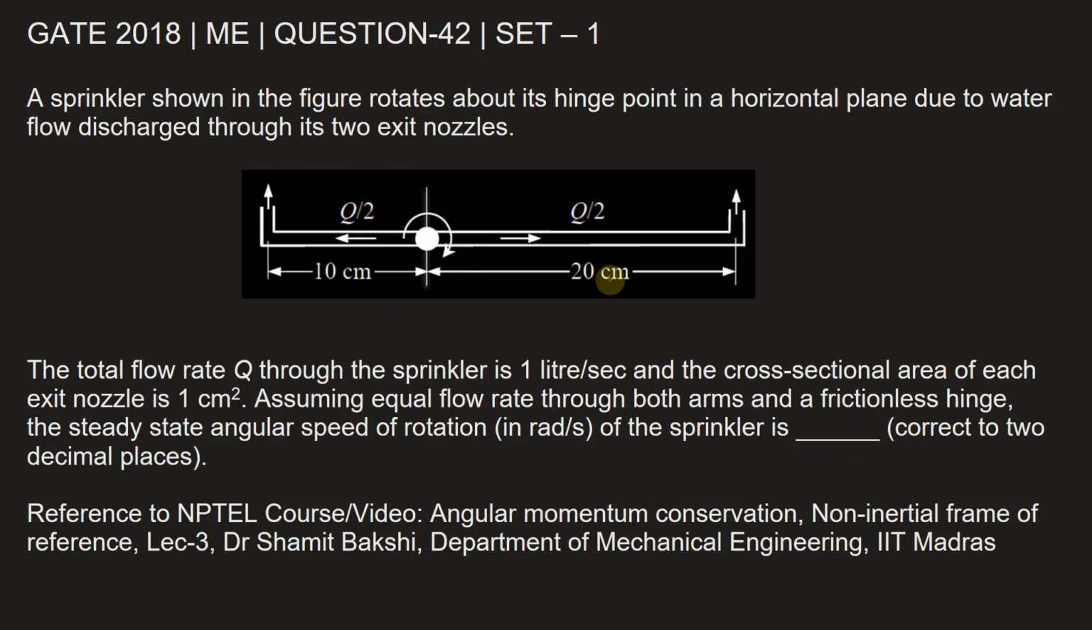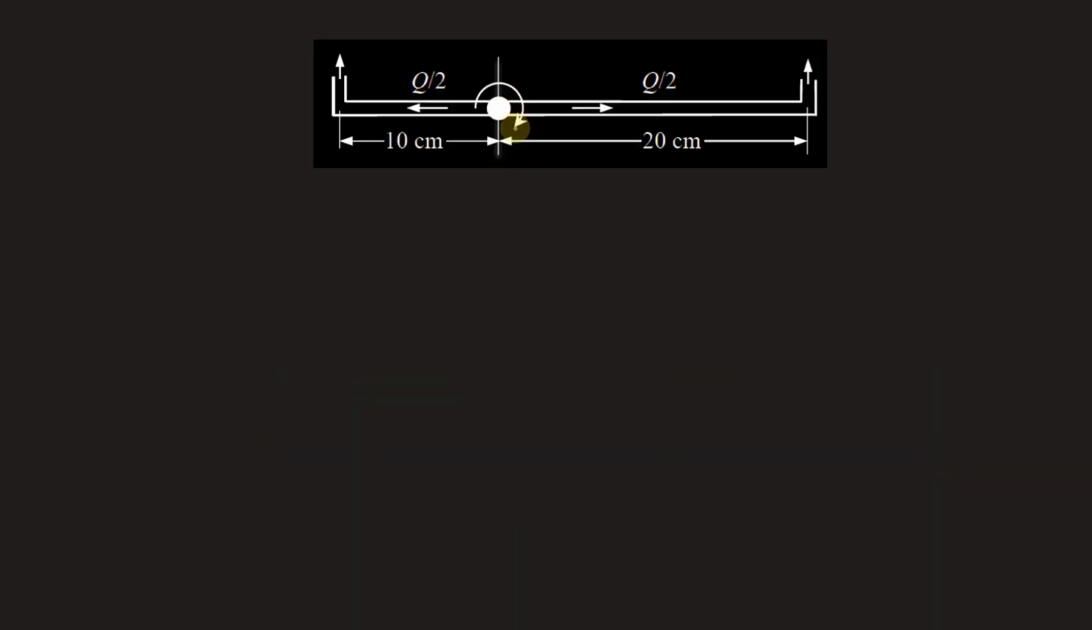We'll start by understanding the given system of sprinkler. In the given figure, let's mark some points. Mark the hinge point to be O, this end be A, and this end be B, so that we can write the velocity and the distance values properly. Now we know that the sprinkler is rotating with an angular speed omega that we need to find out. So the velocity of the water jet coming out from the exit nozzle at point A and point B will be the relative velocity with respect to point O.